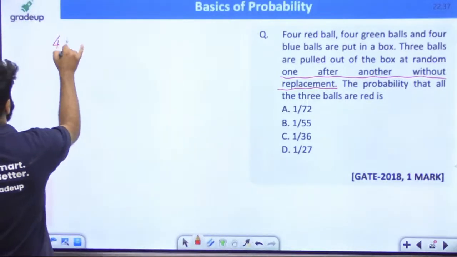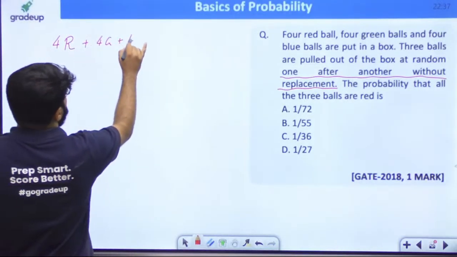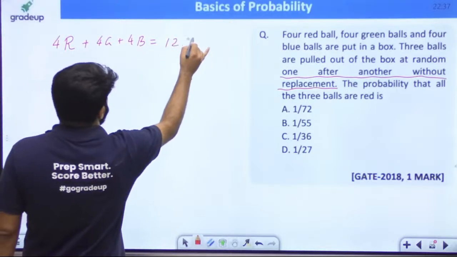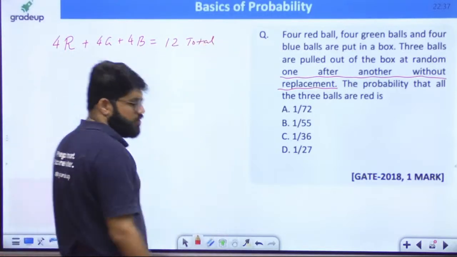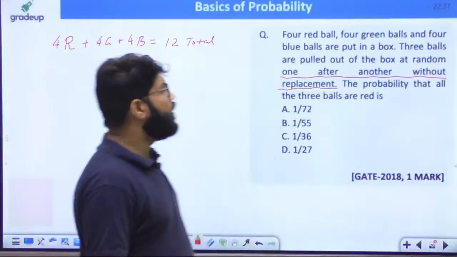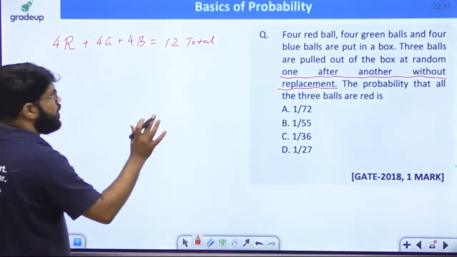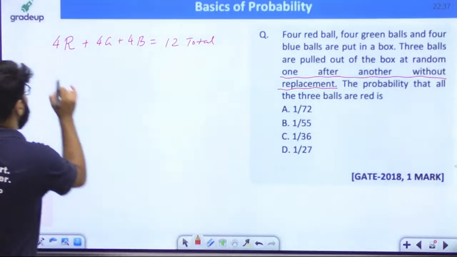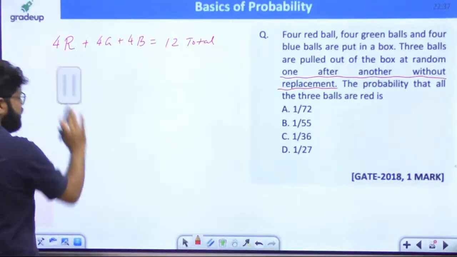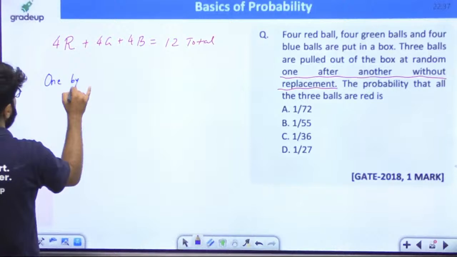4 red balls, 4 green balls, 4 blue balls. That is the 12 total. Are put in a box. 3 balls are pulled one by one without replacement. Look, what did I say? The philosophy given in the question is one by one.